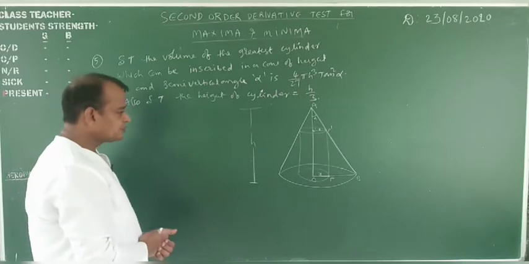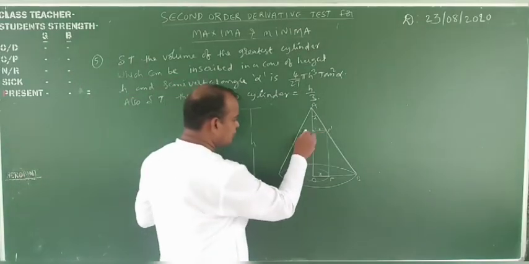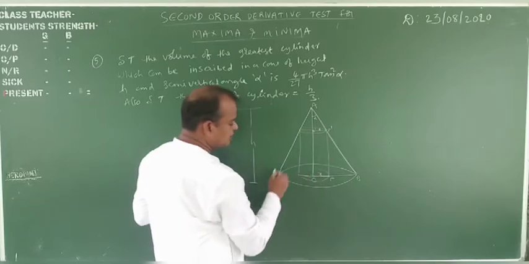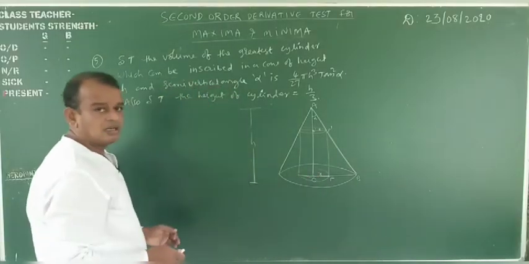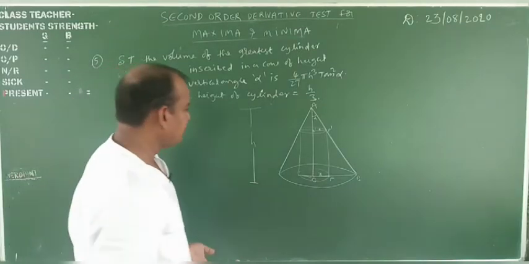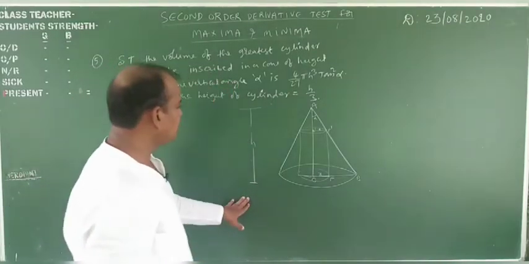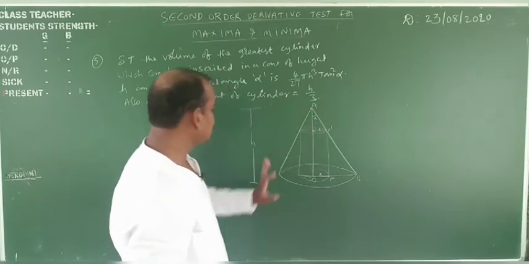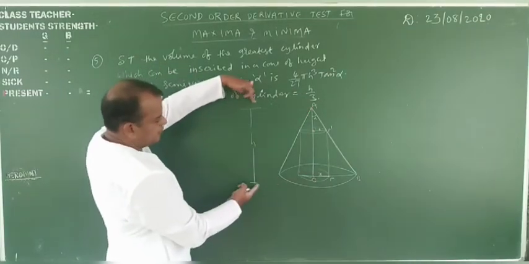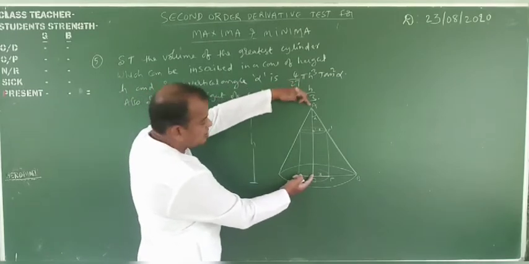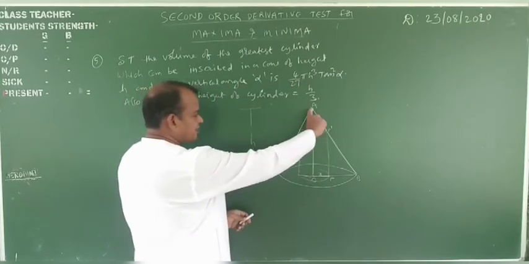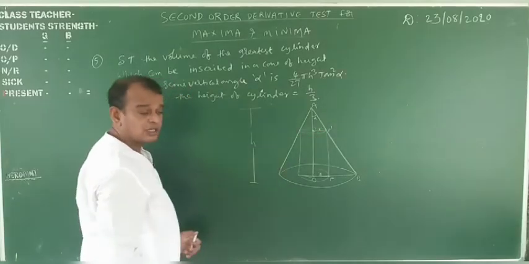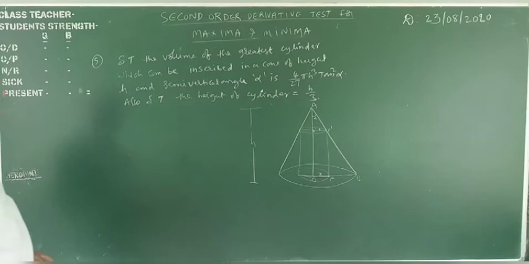Observe that we don't know the height of the cylinder, so you will find it first. The total height you know very well, it is h, from this point to this point. Suppose you find this height; total height minus this height is equal to the cylinder height. My dear students, now write one by one from the diagram.